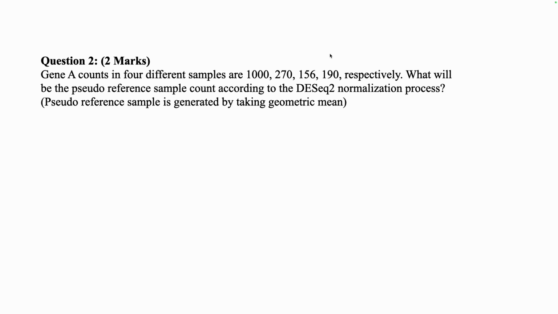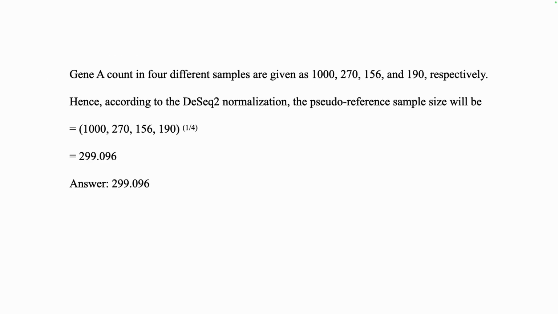Okay, so let's look into the concept. How do we calculate the pseudo reference sample? We are given gene A counts in four different samples that are 1000, 270, 156 and 190. So the pseudo reference sample will be the geometric mean of these values. We first need to multiply all the values, then find the root of that value. After the geometric mean, you get the value 199.096. That would be our pseudo reference sample size.